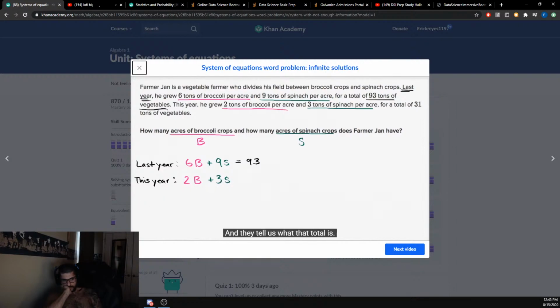And they tell us what that total is. That total is for a total of 31 tons of vegetables. So this is going to be equal to 31. And so now we have a system of 2 equations with 2 unknowns that we can use to solve for B and S. So let's see, what do we want to solve for first? Well, what we could do, let me rewrite the top equation.